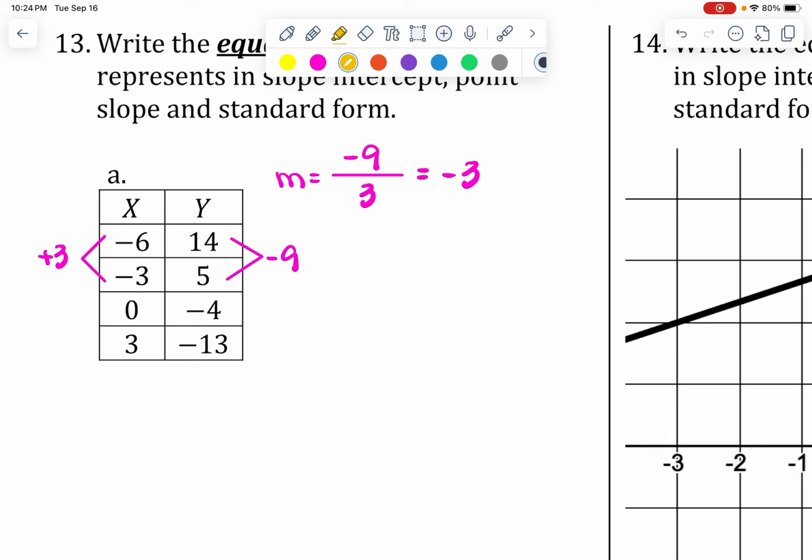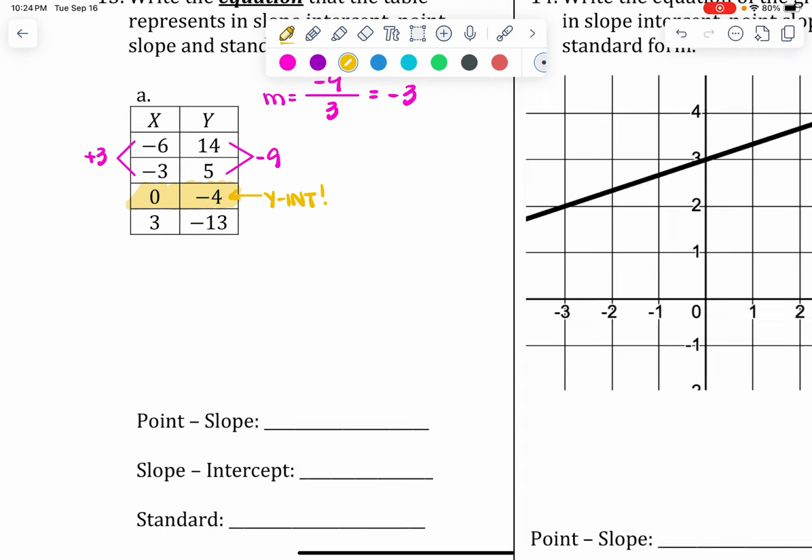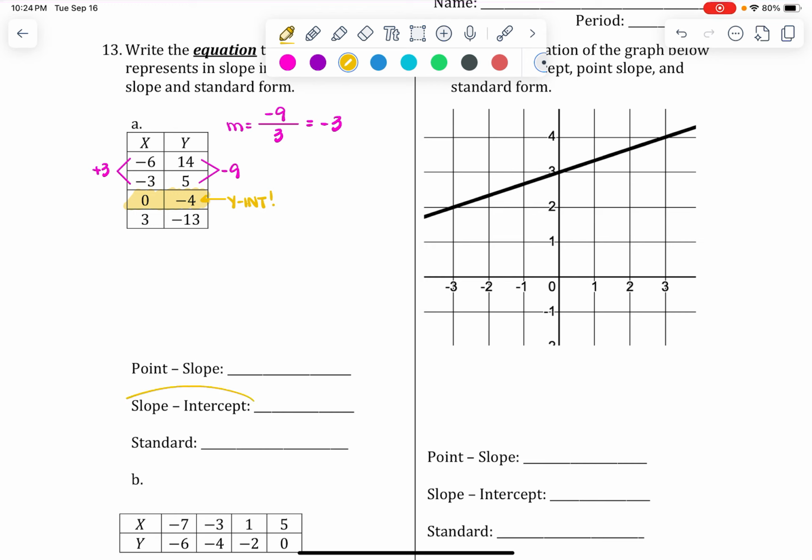Now, do y'all see anything special about any of the points in the table? I do. All right, looks like that one is a y-intercept. Yay! Right? So the y-intercept is -4, which means I can hop right to slope-intercept form if I catch that. If not, no big deal. But I did, so I'm going to go ahead and write that in. So y equals -3x minus 4.